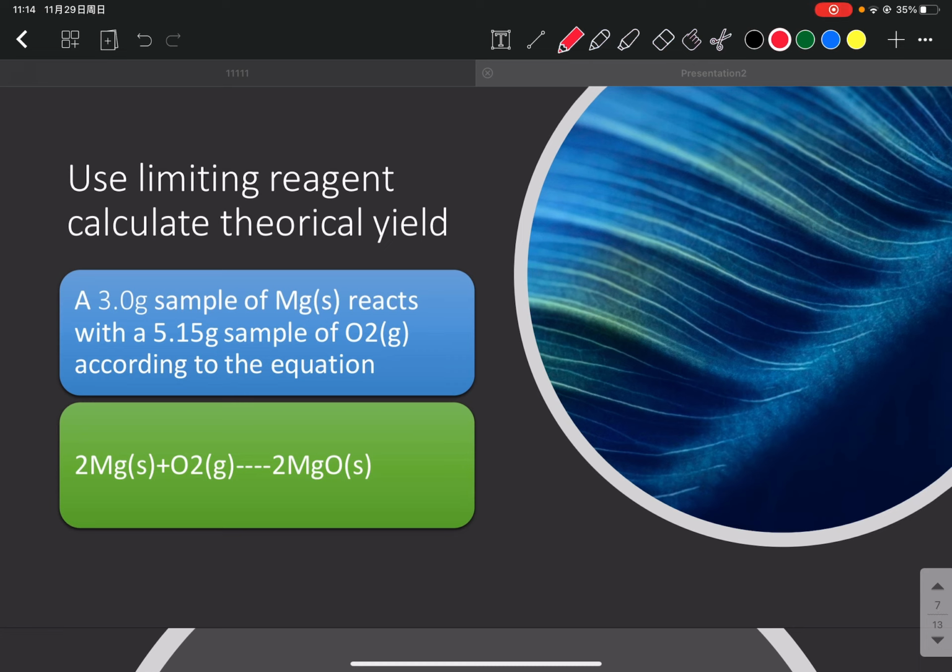So let's do some applications. First, use the limiting reagent to calculate theoretical yield. Here's the question. A 3-gram sample of magnesium is added to a 5.15-gram sample of oxygen according to the equation. So here is the equation.